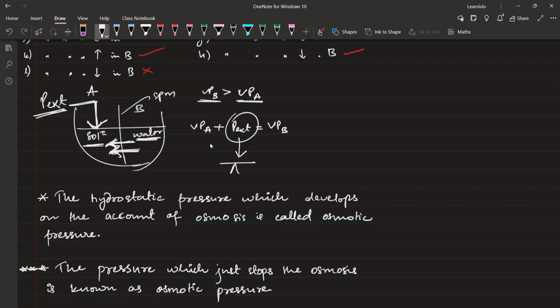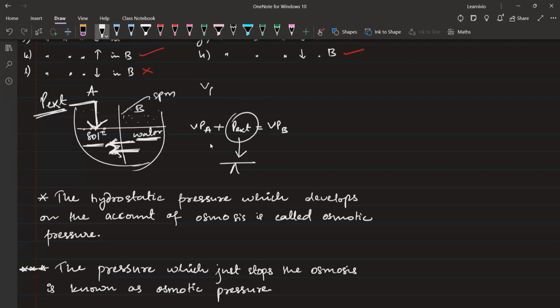Okay. So why is the water flowing? The water is going to flow here because we are going to have more vapors in B. In solution, the solute particles come to the surface. That is why we will be having less vapors there, and that is why the vapor pressure of compartment B will be greater than the vapor pressure of compartment A. This makes sense?